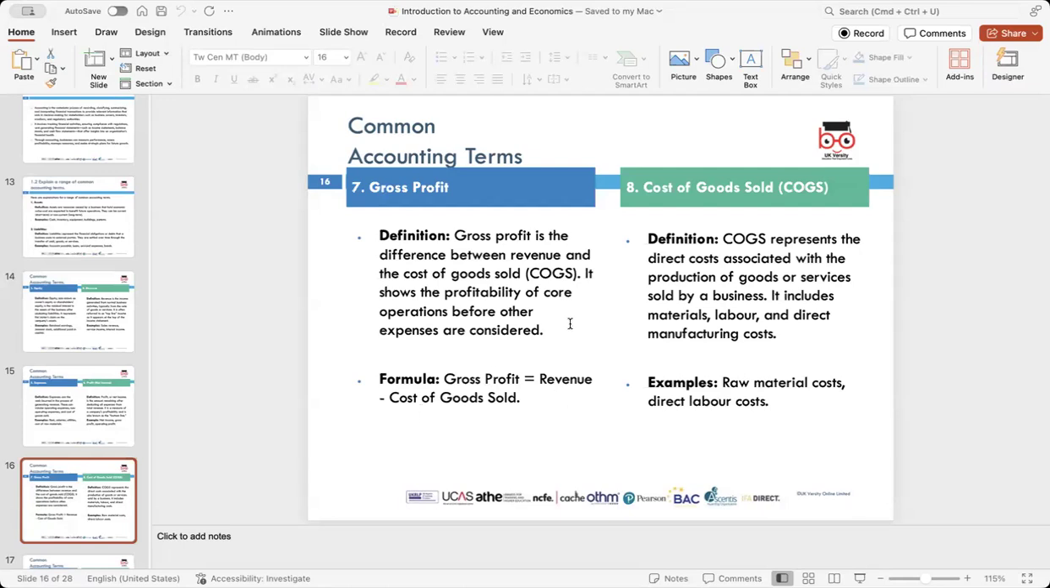So, cost of goods sold refers to the direct cost associated with producing goods or services. It includes materials, labor, and manufacturing costs. Businesses aim to minimize cost of goods sold to improve profitability. Examples: raw material cost, wages for production workers, and factory overheads.